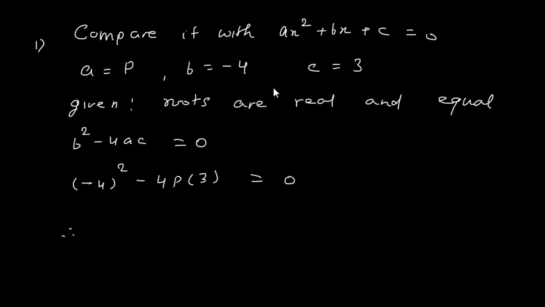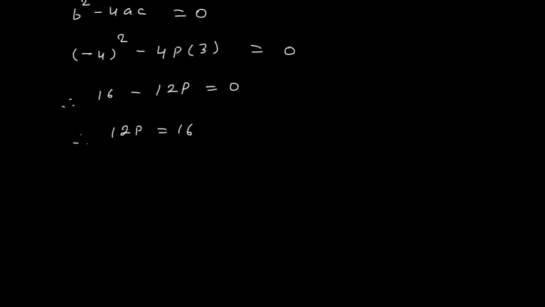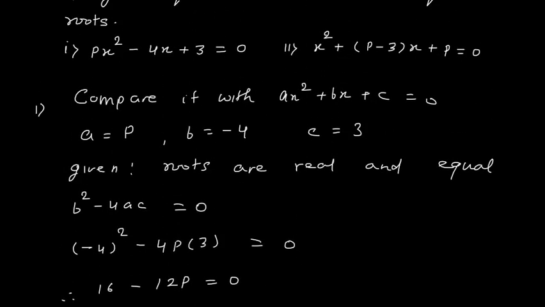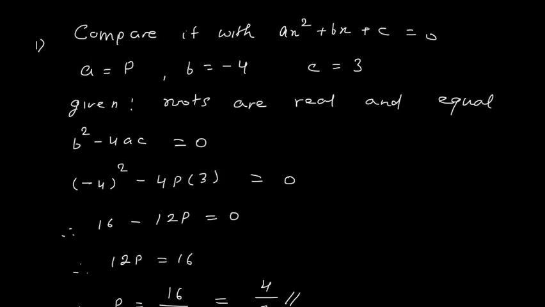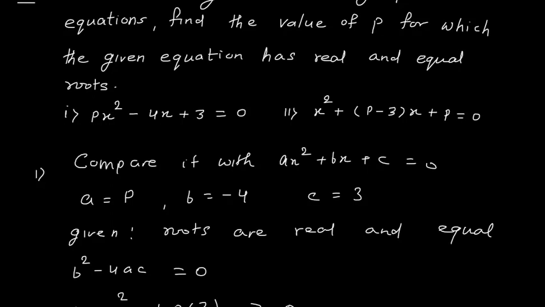So therefore minus 4 square is 16, minus 4 3s are 12. So 16 minus 12p is 0. Therefore we can say that 12p is equals to 16. Therefore p is equals to 16 upon 12, which is 4 upon 3. So the value of p is 4 upon 3. Simple question. You have to just compare and equate your discriminant with 0.